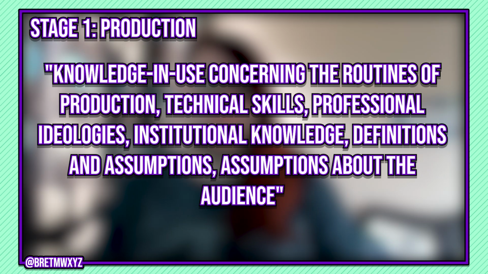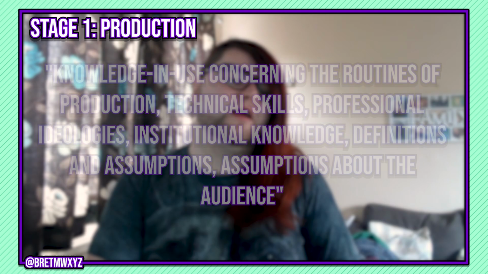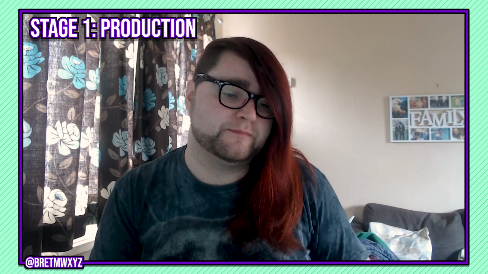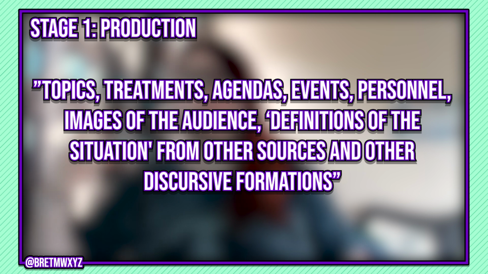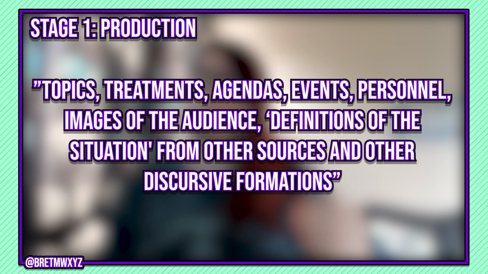Hall defined two major aspects of production, encoding, the first being the production structures of television, which is going to be a bit of a word soupy quote, and I'm sorry, but it's going to be on the screen. Knowledge in use concerning the routines of production, technical skills, professional ideologies, institutional knowledge, definitions and assumptions about the audience. The other is the wider socio-cultural or political culture, which he says, again, topics, treatments, agendas, events, personnel, images of the audience, definitions of the situation from other sources, and discursive formations. So those are the two areas you take into account when you're encoding a message.